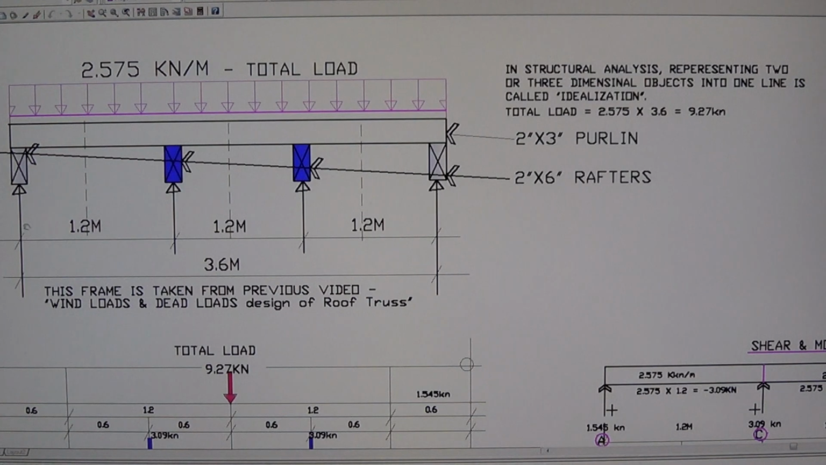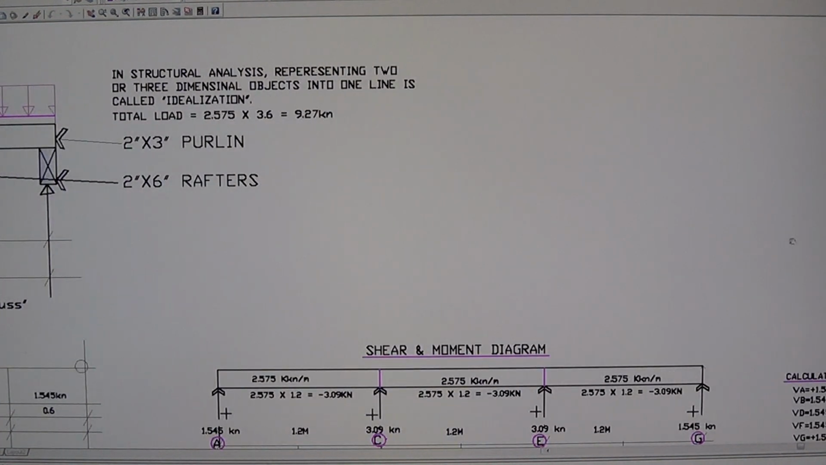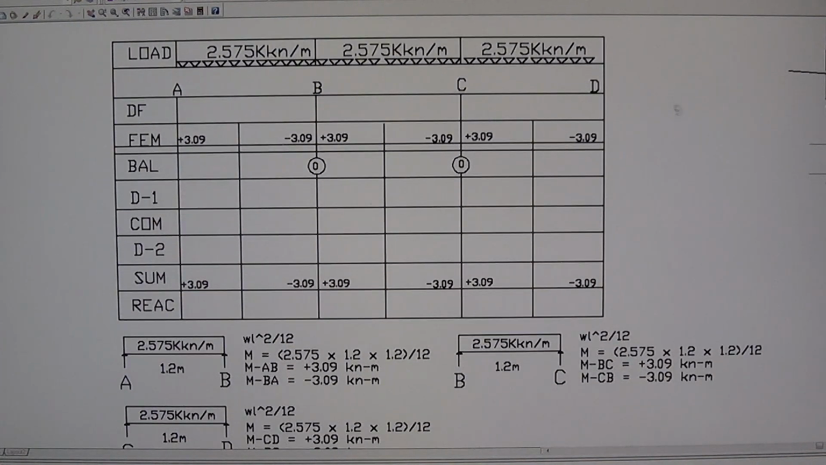See, there are 4 reactions here. I'm gonna show you why we're not going to use the moment distribution to solve for the maximum moment and shear due to the load. Here's the moment distribution table.